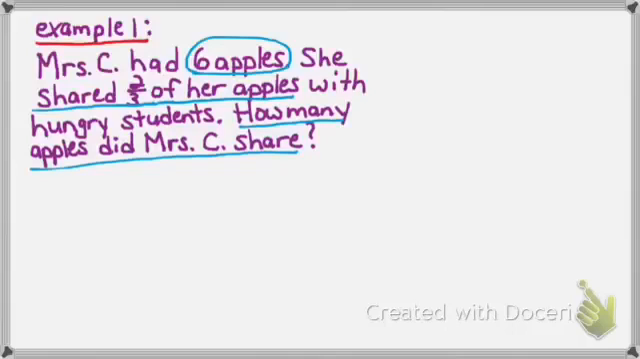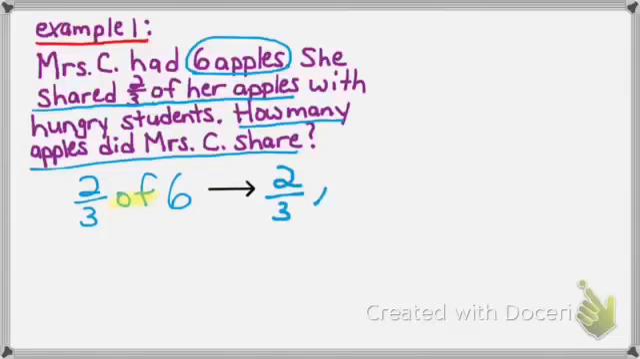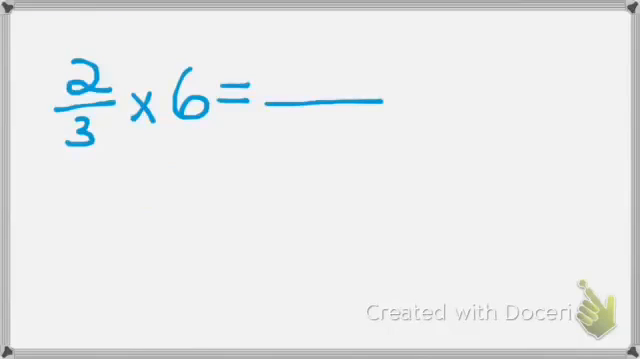Okay, I see 2/3 of, and anytime I see of after a decimal or a fraction, I know that that means times or multiply. So she shared 2/3 of her 6 apples, so that's going to mean 2/3 times 6, because again, of after a fraction or a decimal means multiply. I'm going to move this to the next page to solve the problem. So I have 2/3 times 6.